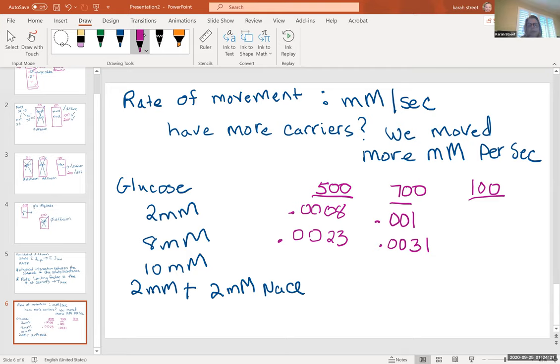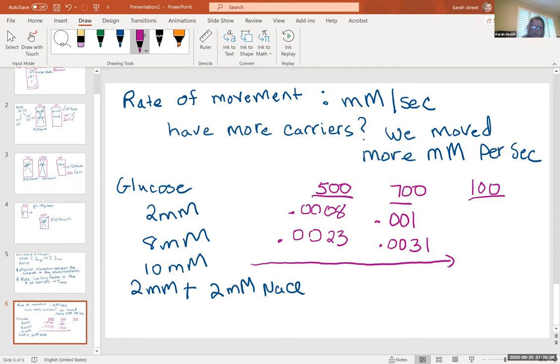But then we went up to 10 millimolar. And we did not use 500 or 700 carriers. Instead, we went down to 100. Now we don't have a lot of suitcases. We don't have a lot of carriers. We've cut it into a fraction of what we were playing with, 100 instead of 500, 100 instead of 700. And we're trying to move a lot more glucose. We're trying to pack more clothing items in fewer bags.